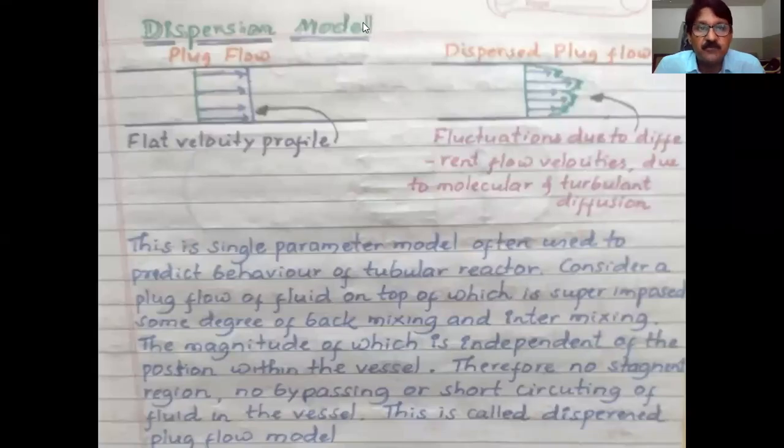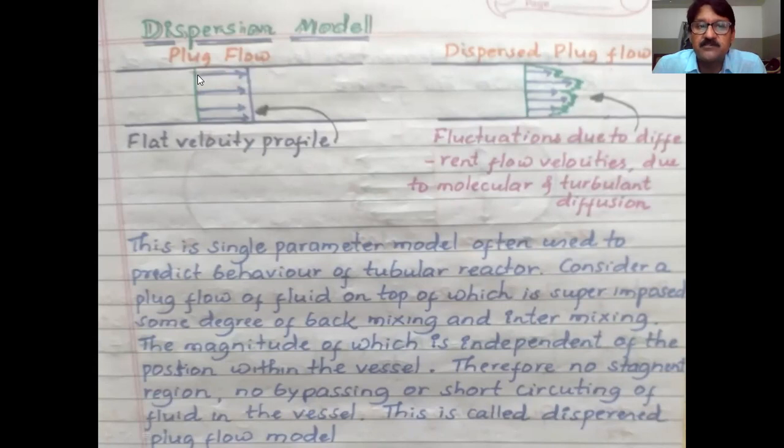So the dispersion model is generally used to predict mixing in the plug flow reactor. So what is the type of mixing? If you see the plug flow reactor, it is designed based on the assumption that all the elements of fluid will have the same residence time.